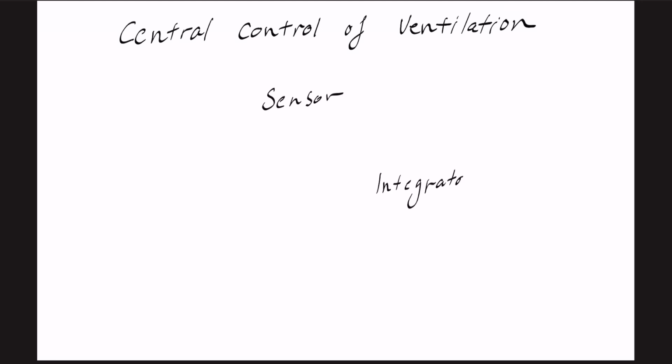So control of ventilation, and control of many body systems, is a sensor integrator effector model. It's also known as a negative feedback system. Meaning that you have a sensor that will sense something, usually a biological marker. It will be fed into an integrator, which is a central control area, usually in the brain, which will then lead to an effector, which is usually a muscle group, to then lead to a change that is then sensed and then fed back in, and the cycle repeats.